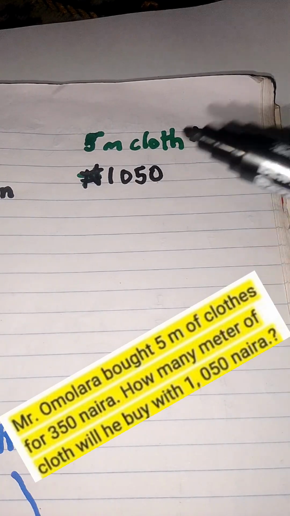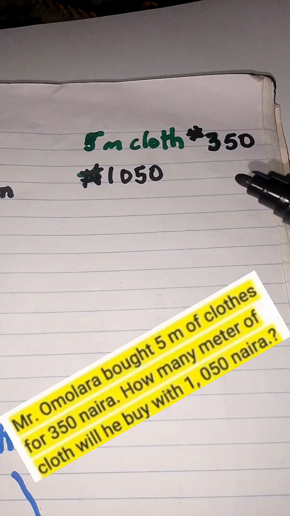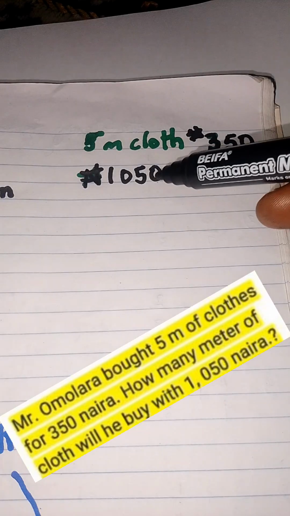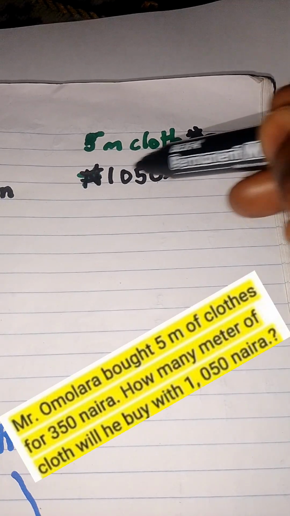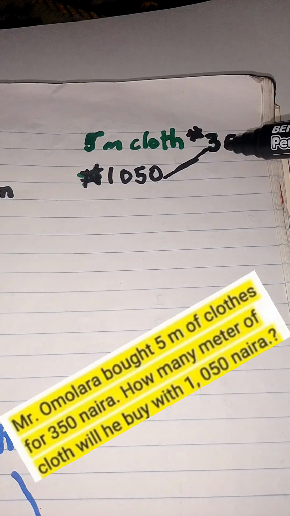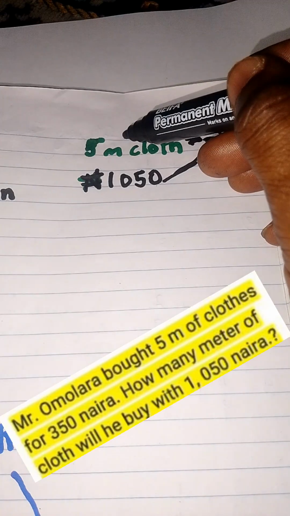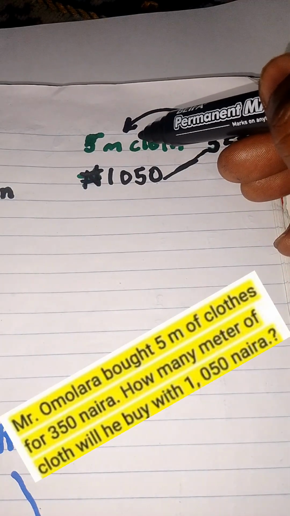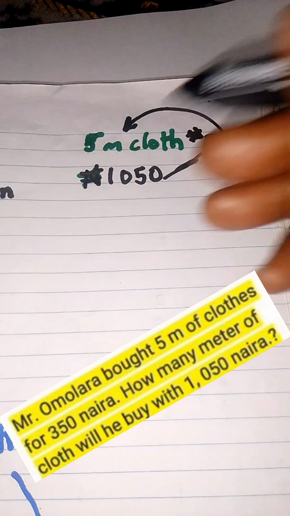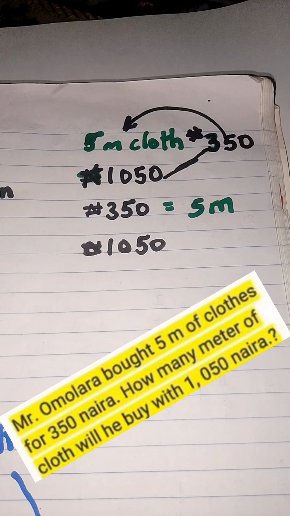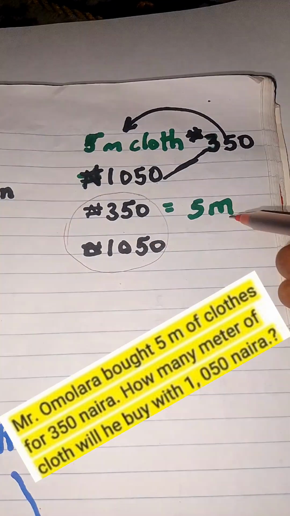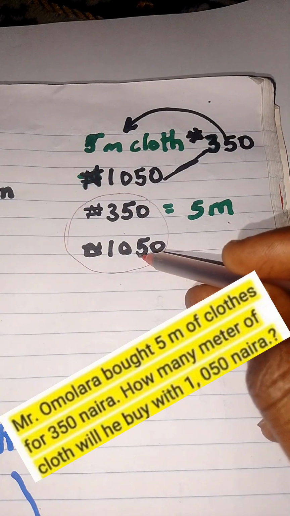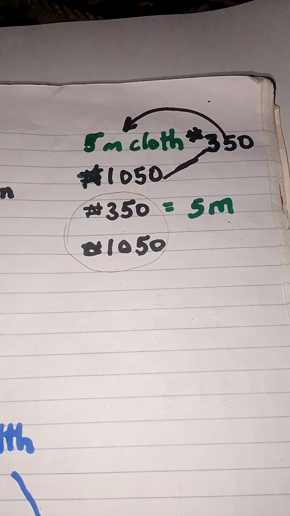But then we need to rearrange it. Remember, just as we said in the previous questions, the same values, we should collect them together. So 350 naira, 1,050 naira. So we swap it. We bring 350 to this place and 5 meters to the other place. Here we go. This is what we get after rearranging. You can see that naira to naira, 350 naira for 5 meters, 1,050 naira for how many meters? It makes sense when you compare it with the other questions.